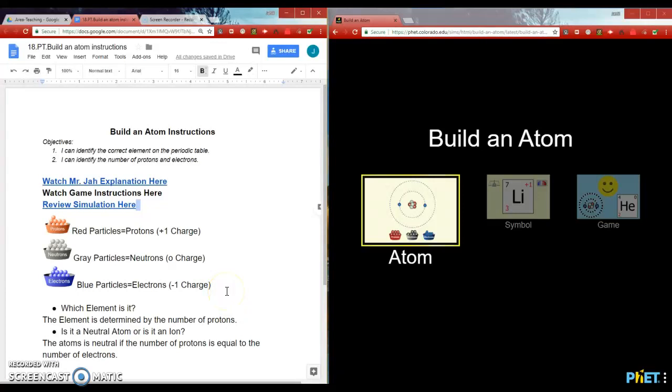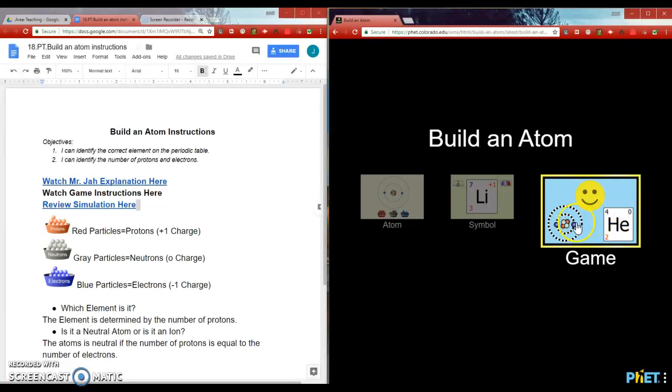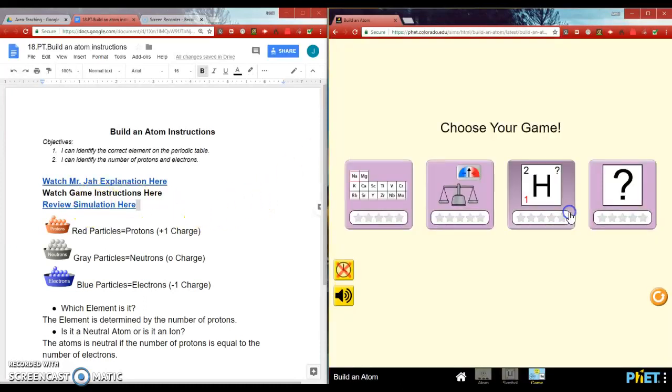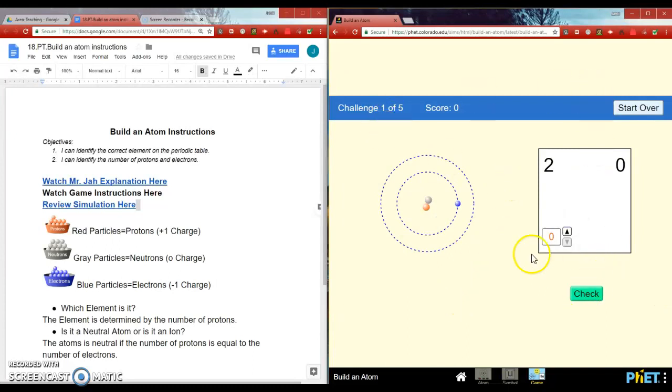Alright, so now that you know some of the basics, let's go ahead and review the game. So once you click on the website and you open up the simulation, just double click game.